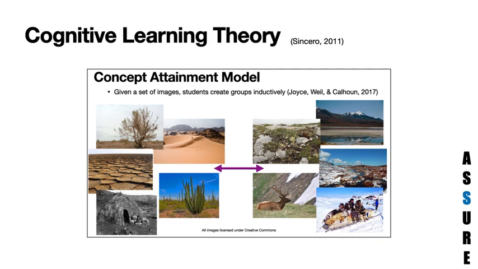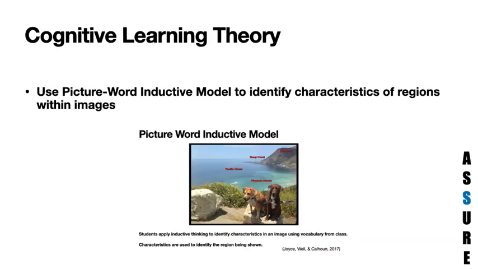First, students will apply the concept attainment model as described in Joyce Wheeler Calhoun's 2017 text, Models of Teaching, to distinguish images of 2 regions through inductive thinking in small groups. Next, those students will apply the picture word inductive model to develop their own annotated image of a particular region.